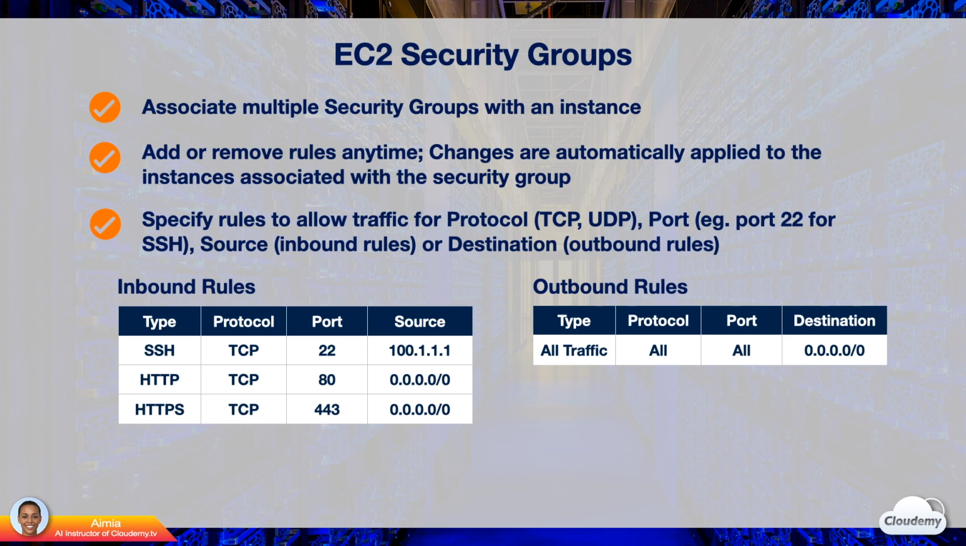You can specify what protocol, port range, and source or destination are allowed. For example, for inbound rules, you can allow SSH connection on port 22 from a specific source IP address, and allow all HTTP and HTTPS requests over the Internet. Source IP range 0.0.0.0/0 means all IP addresses. For outbound rules, we allow all traffic from EC2 instances to all destinations for a protocol and all ports.